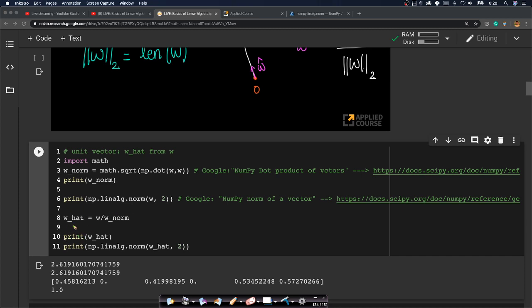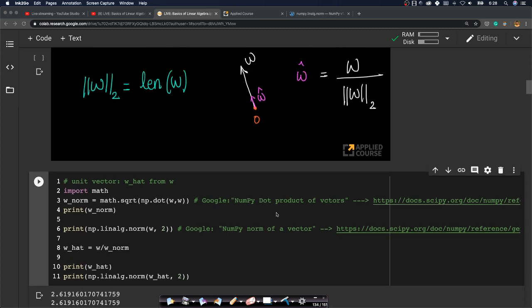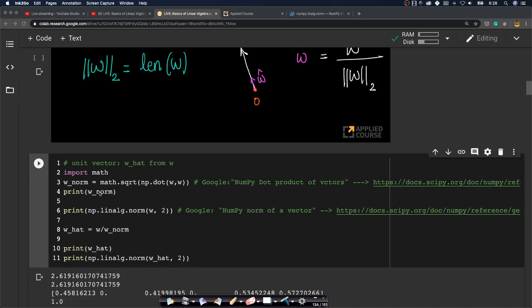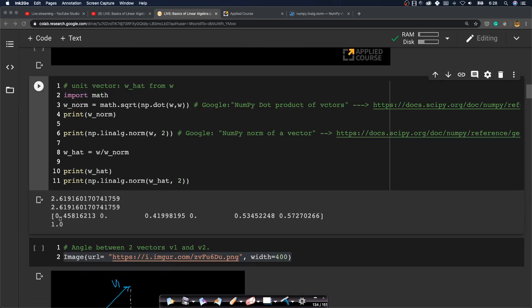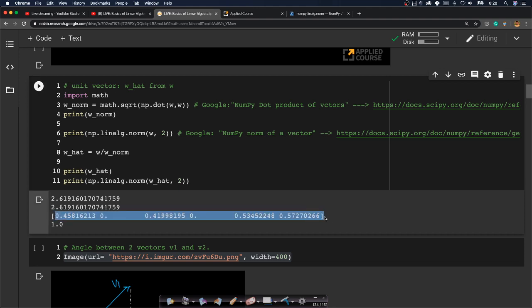Now, if I want W hat, what is the formula for W hat? We know that W hat is nothing but W by norm W. Norm W, or W norm, is just a real value. So W hat is W by norm. That's it. So I get this now. What is the property of a unit vector? The unit vector's L2 norm should be equal to 1. Let's just verify that. So I printed the W hat. This is my W hat.